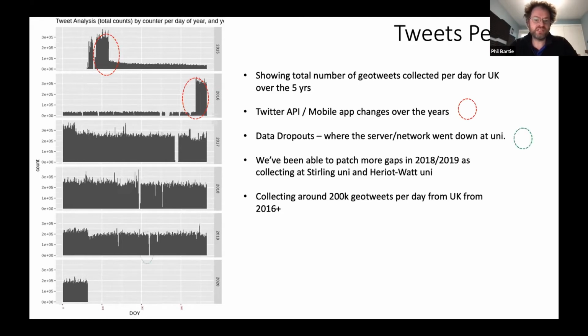They've also started, I think this increase here in 2016 is where they started packaging in the location of where the user was registered in what they called a geolocated tweet. And we also had some data dropouts. That's where the server went down for a bit, or something was happening to the network at the university, and we weren't able to patch those in the first few years. Later on we had fewer of them because I moved from Stirling Uni to Heriot-Watt, so we started collecting at 2 sites and then merging the data sets. And so that's rendered about 200,000 tweets a day from 2016.